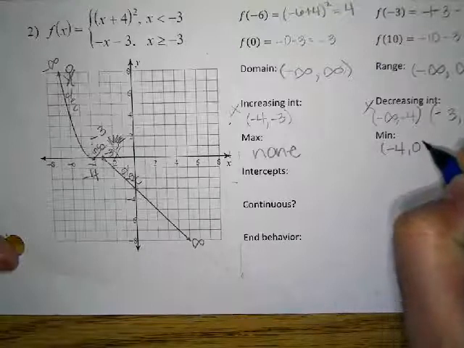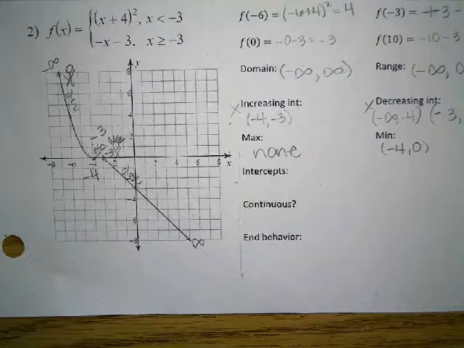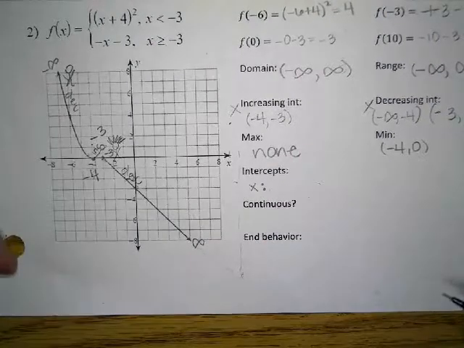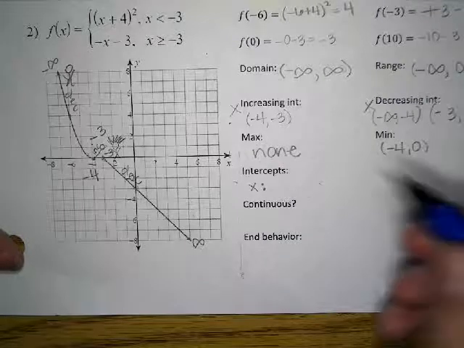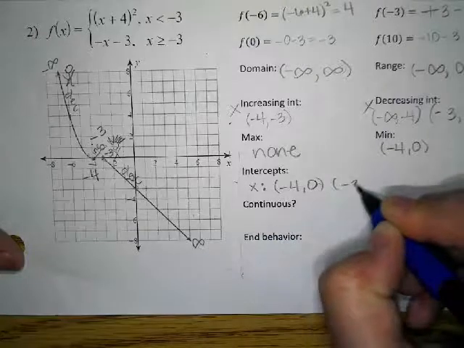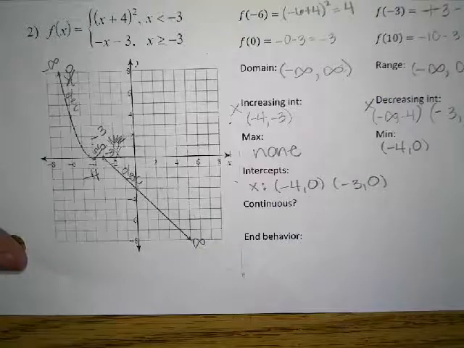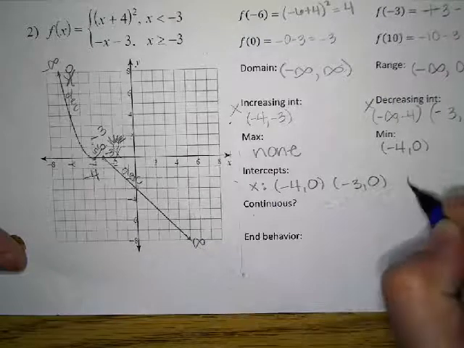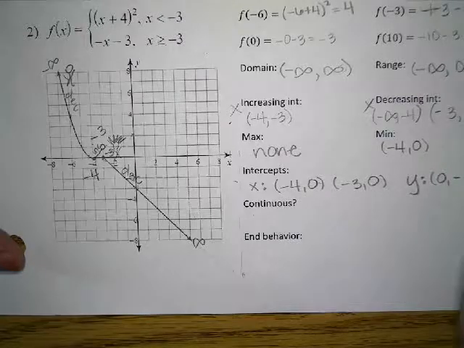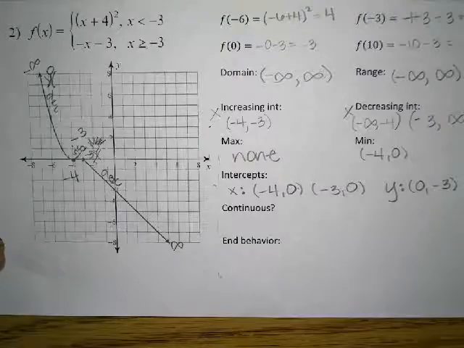Are there any X-intercepts on the graph? Does it cross the X-axis anywhere? Yes. Where does it cross the X-axis? -4. Where else? And -3. Okay. Are there any Y-intercepts? -3. Okay. All right. Is the graph continuous? Can you trace it with your finger without picking up your finger? No, you gotta pick up your finger.